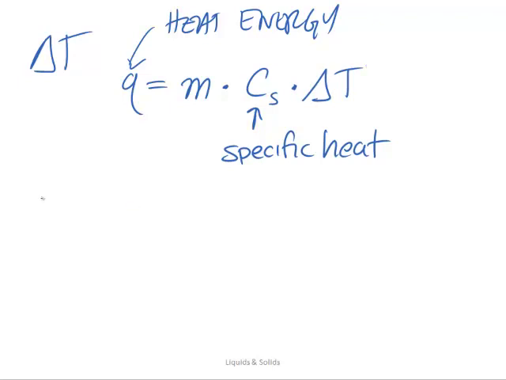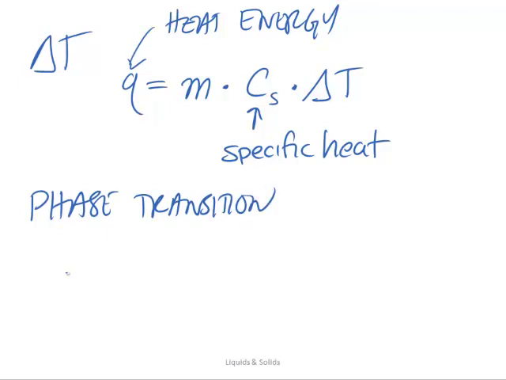Okay? When you want to do a phase transition, you're going to calculate the amount of heat you need by multiplying the number of moles times the heat of fusion or heat of vaporization.